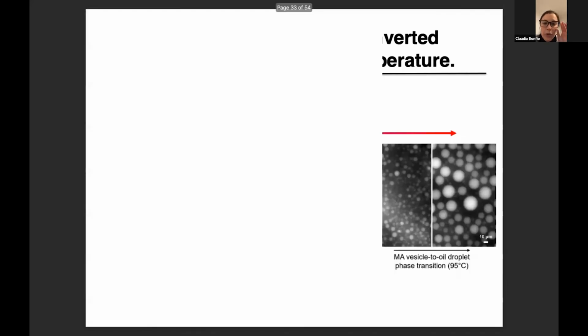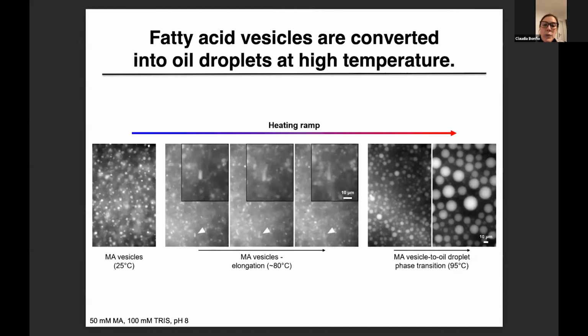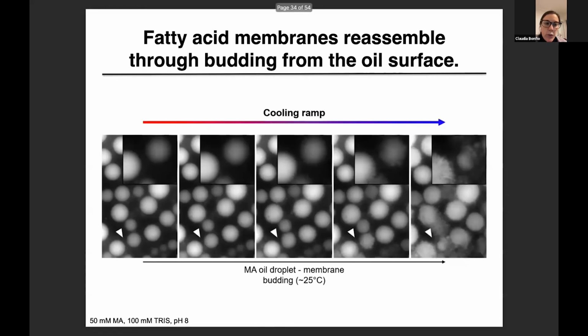So if we go to the next slide, this is what you would observe in the video. You can see that at 25 degrees, you have fatty acid-based vesicles. MA stands for myristoleic acid. You increase the temperature, you start to see some weird structures, some elongated structures, up to a point in which at 95 degrees, you observe giant lipid droplets. So we go from lipid vesicles to lipid droplets just by changing the temperature.